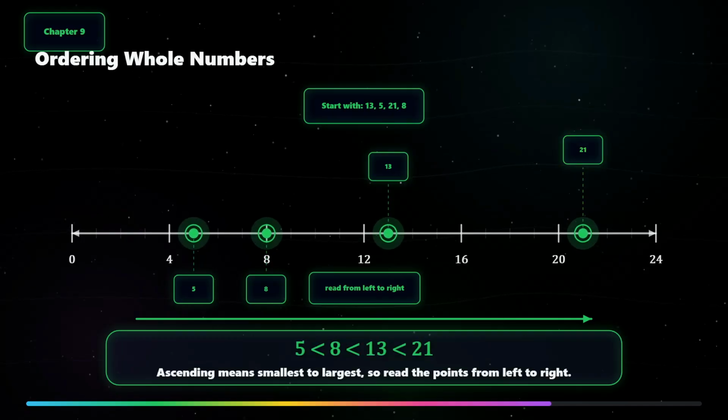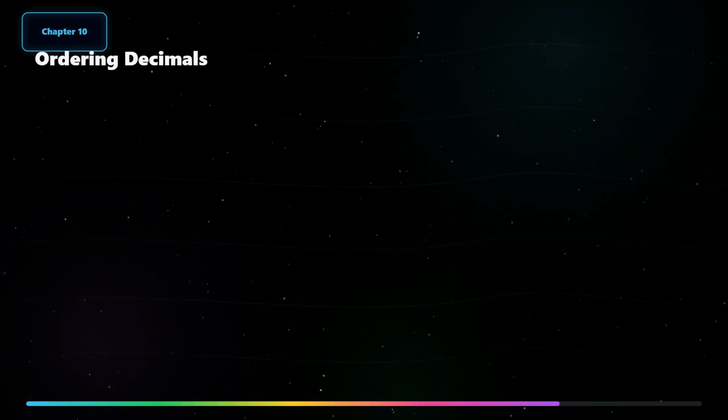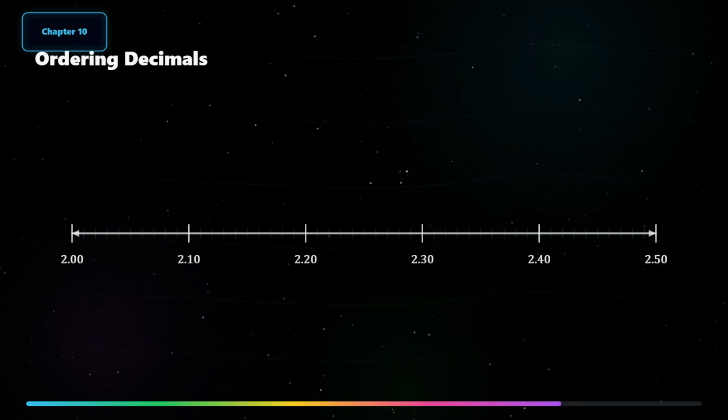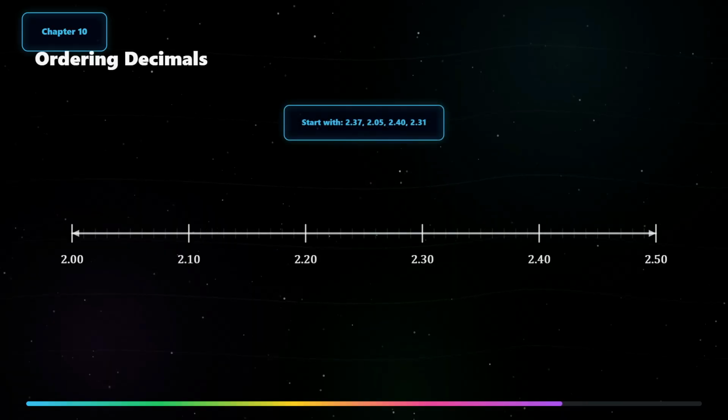This one is straightforward, but the method matters. Do not just guess. Think about where the numbers sit. The one furthest left is smallest, and the one furthest right is largest. Now, decimals to 2 decimal places: 2.37, 2.05, 2.40, and 2.31. They all have the same whole number part, which is 2, so we compare the decimal places.